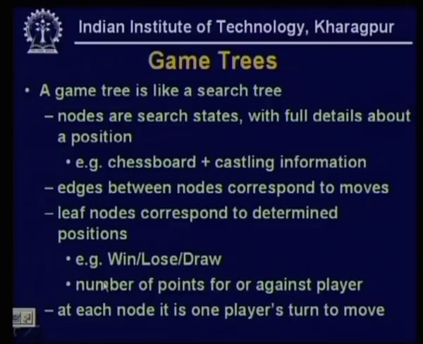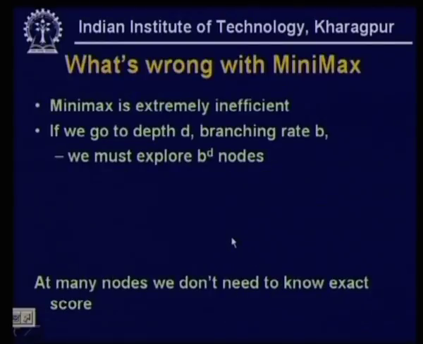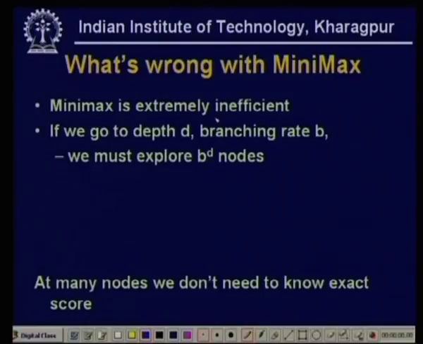Now, to briefly recollect, a game tree is like a search tree. The nodes are the search states. The edges between the nodes correspond to moves, leaf nodes correspond to determined positions, and at each node it is one or the other player's turn to move. Now, the problem with minimax is that minimax is extremely inefficient.